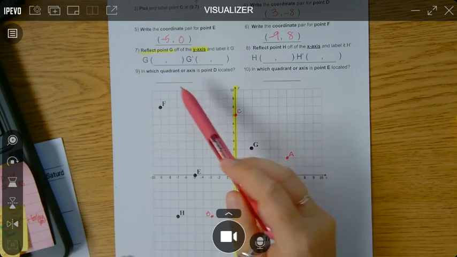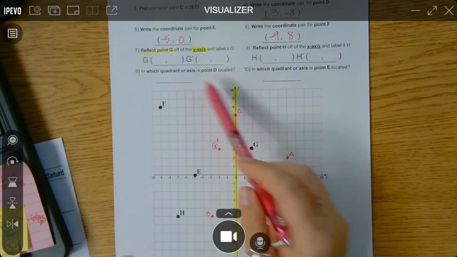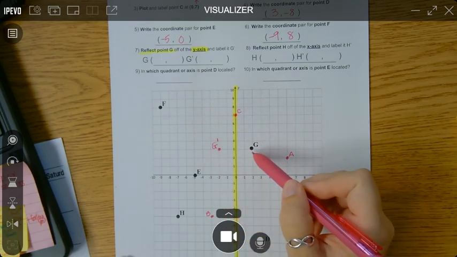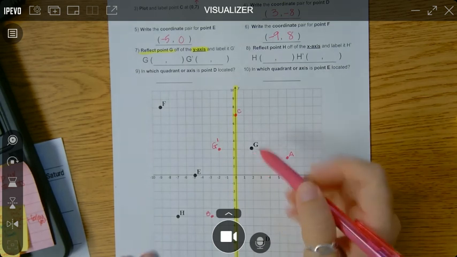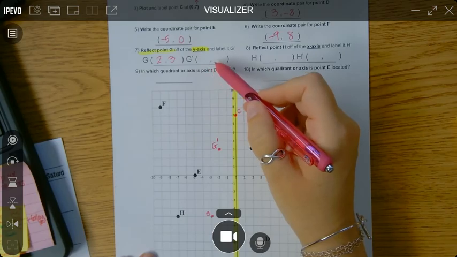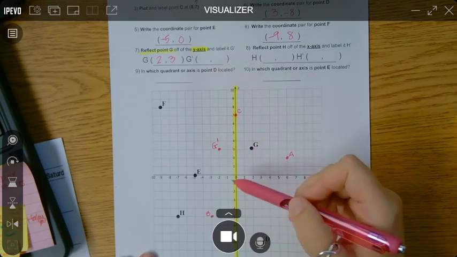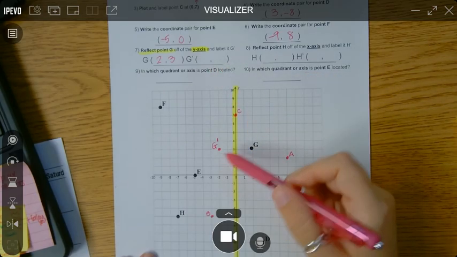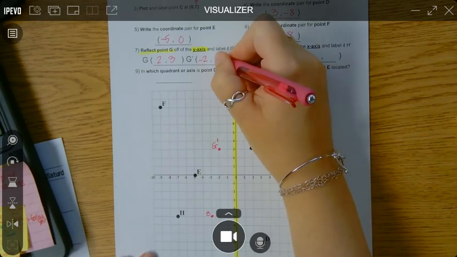And then they're like, well, okay, can you give me the coordinate pair for each of those? Well, my OG, my original G, went over 2 and up 3. So over 2, up 3. Now, what's the coordinate pair for my image of G or G prime? Well, it went left 2 and up 3. So left 2 and up 3.